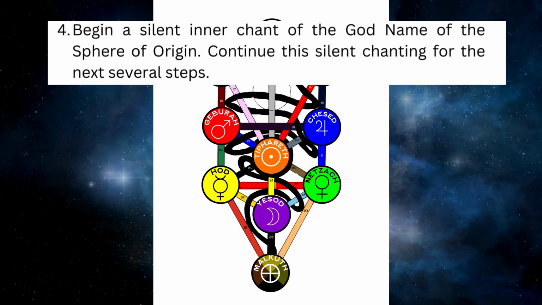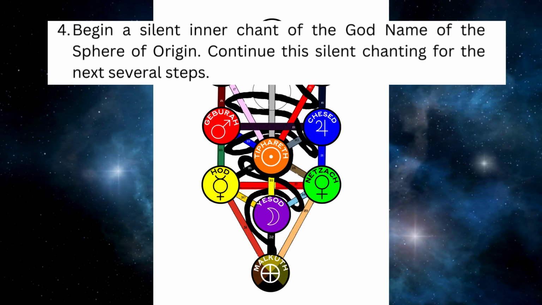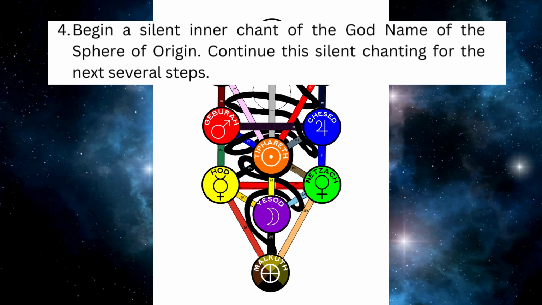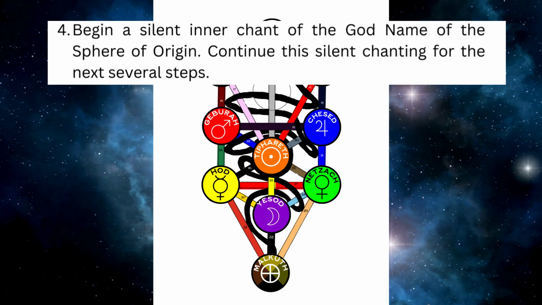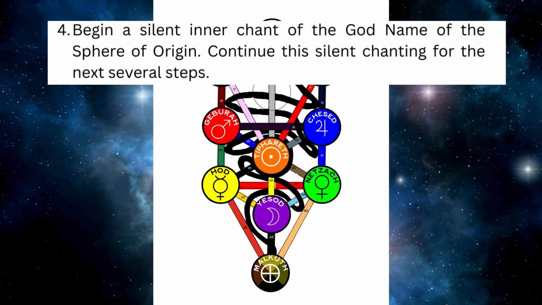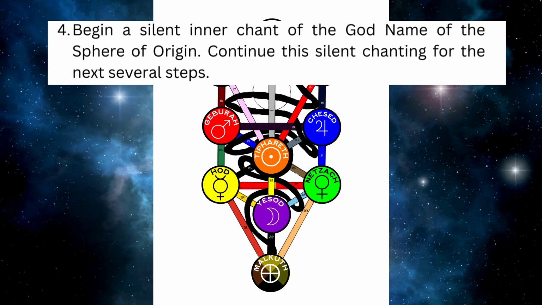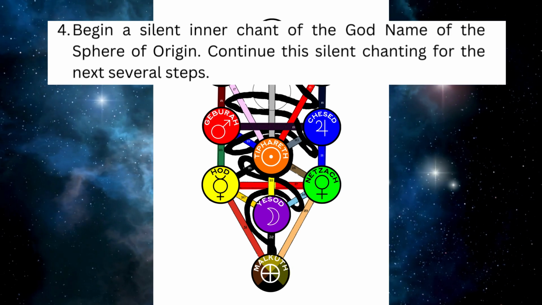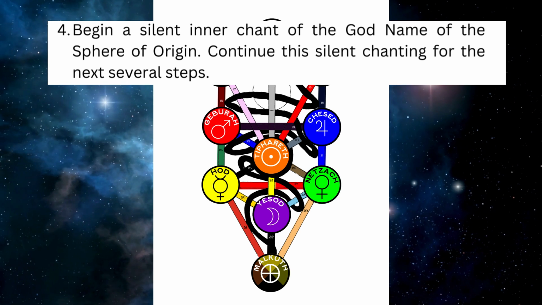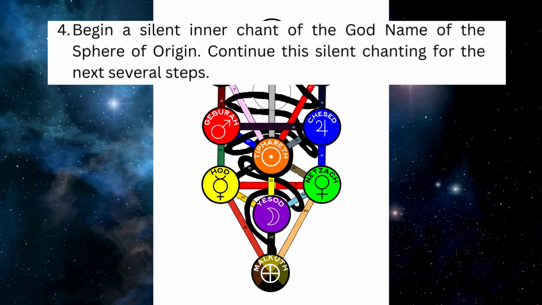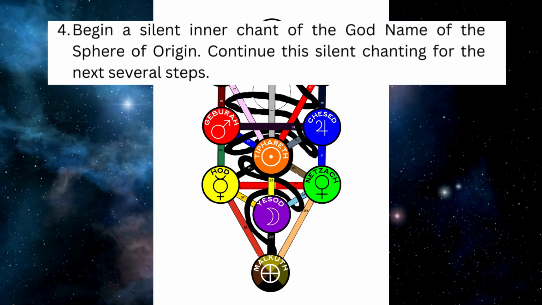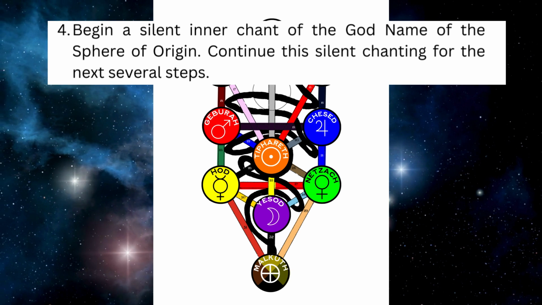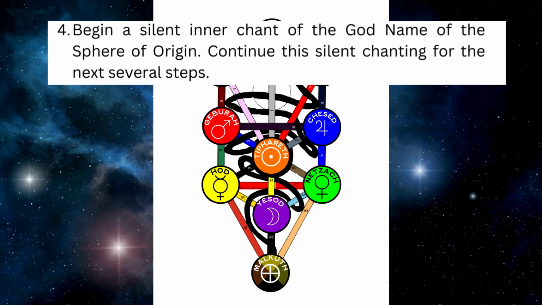The God name for this sphere of Malkuth is Adonai Ha-Aretz, which literally means Lord of Earth. At this point, you will simply close your eyes and establish an inner repetition silently of the God name for your sphere of origin. In this case, Adonai Ha-Aretz. You'll just keep chanting that silently in your mind, Adonai Ha-Aretz, over and over again.